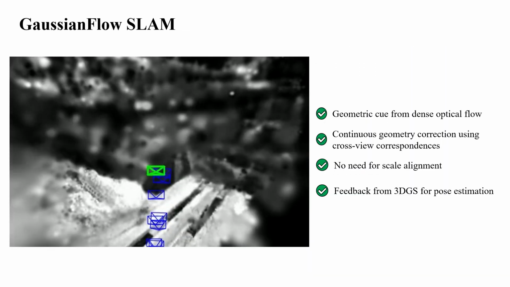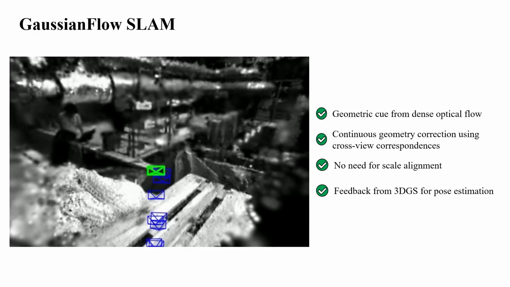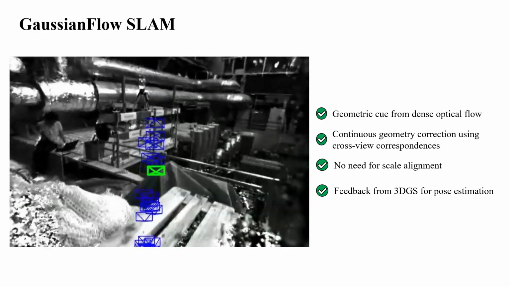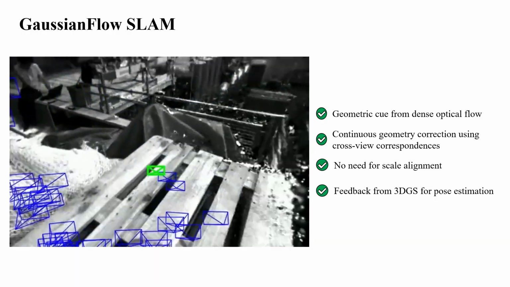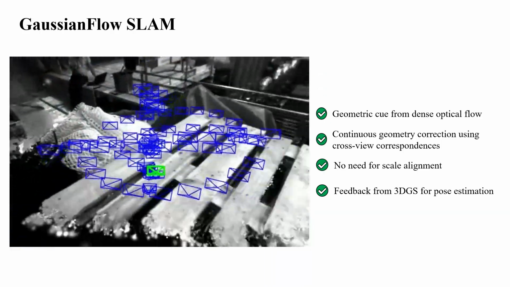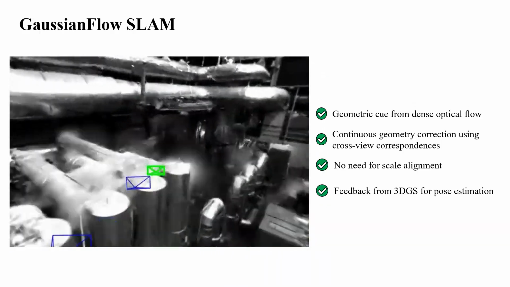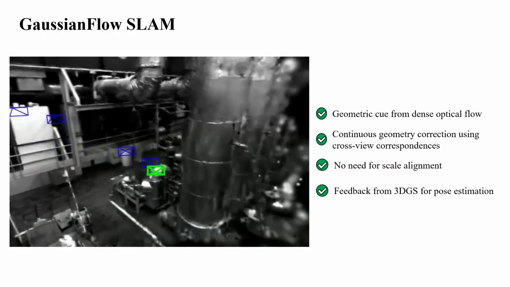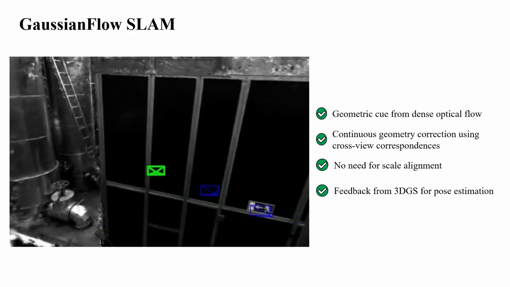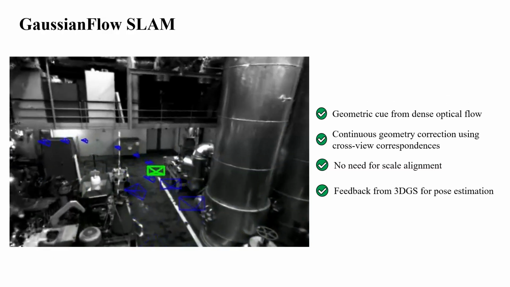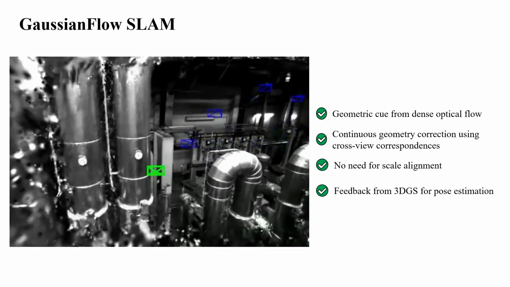Our GaussianFlow SLAM uses dense optical flow as a geometric cue. By leveraging the cross-view correspondences provided by optical flow, our system can continuously correct geometry, even when it is initially inaccurate. Our method does not require scale alignment, and it utilizes Gaussian flow from 3DGS for pose estimation.